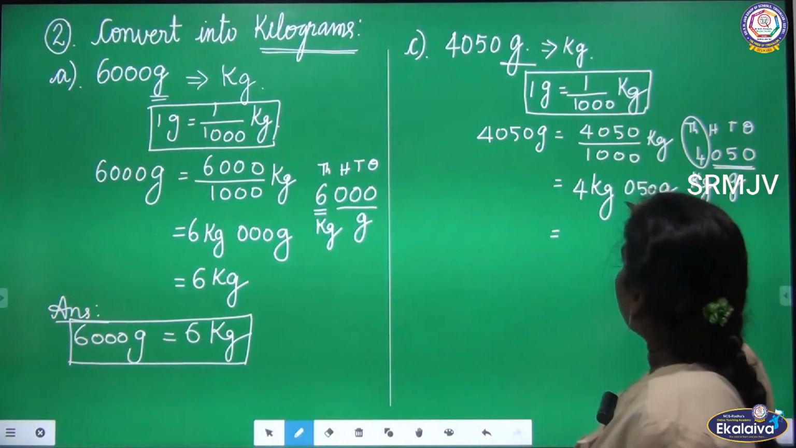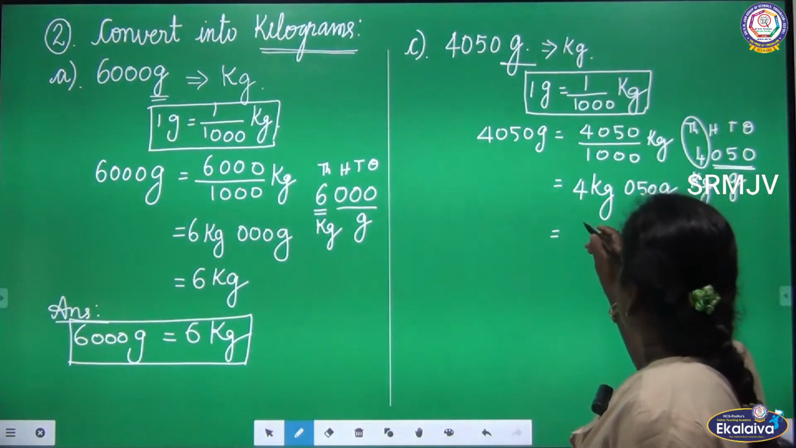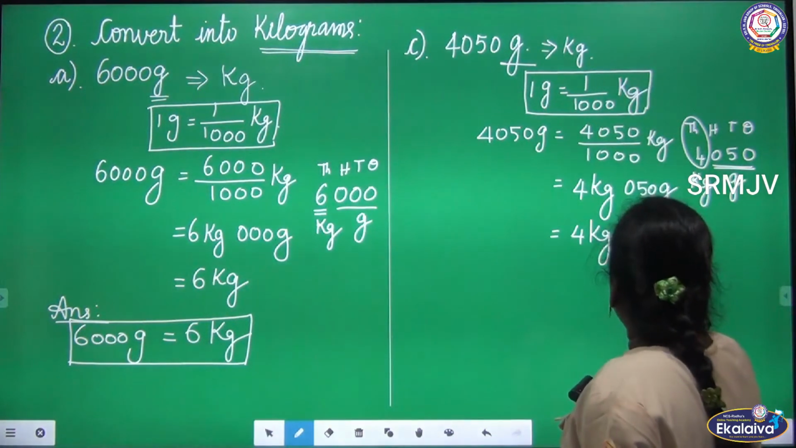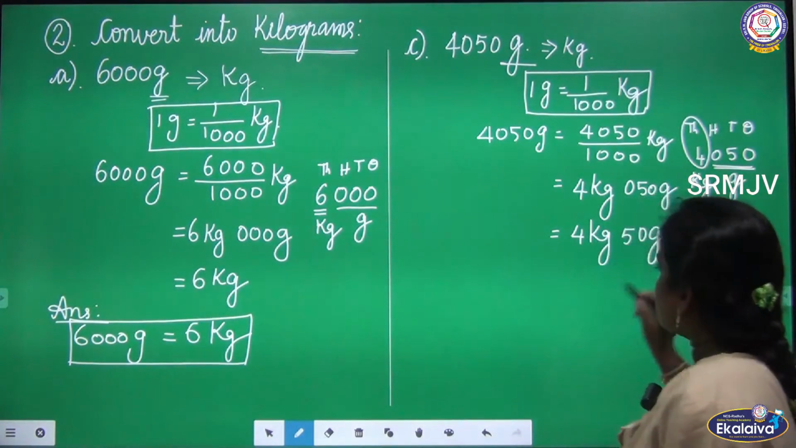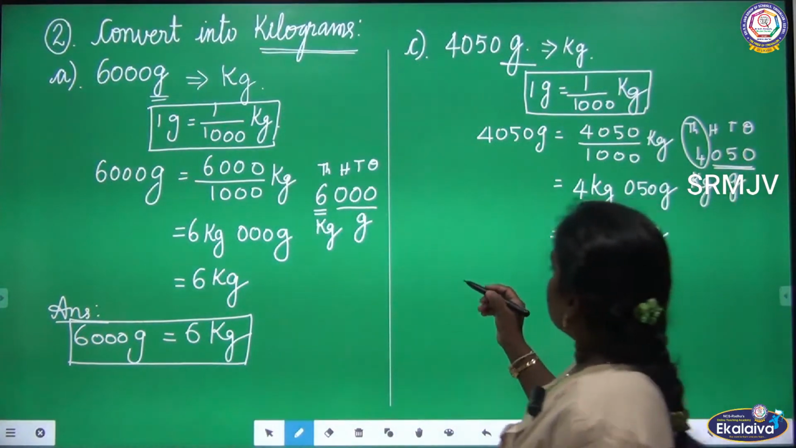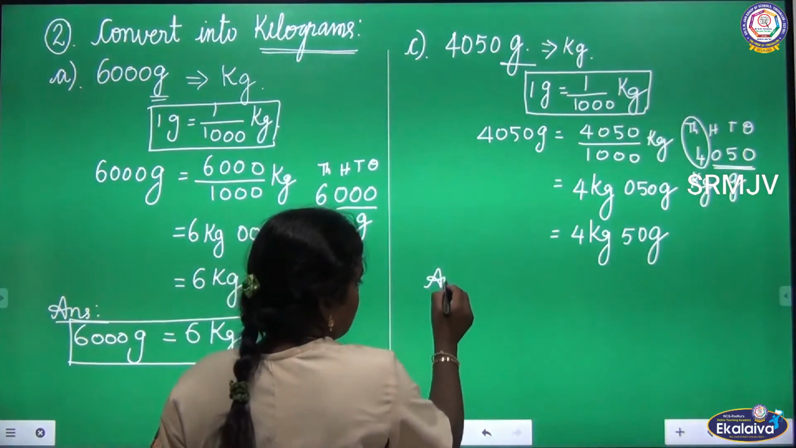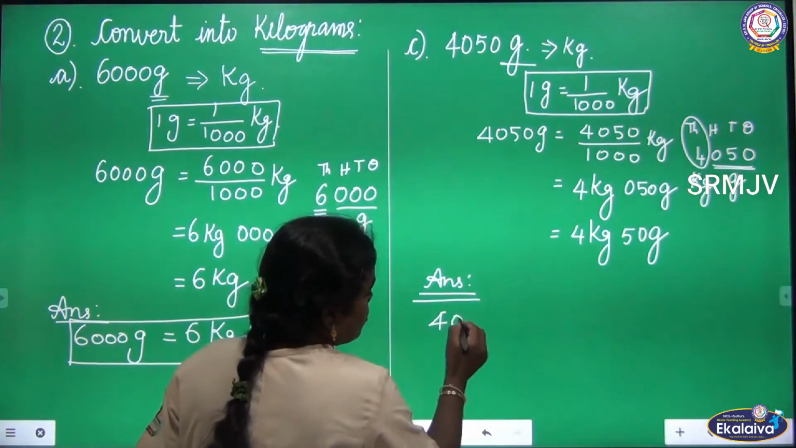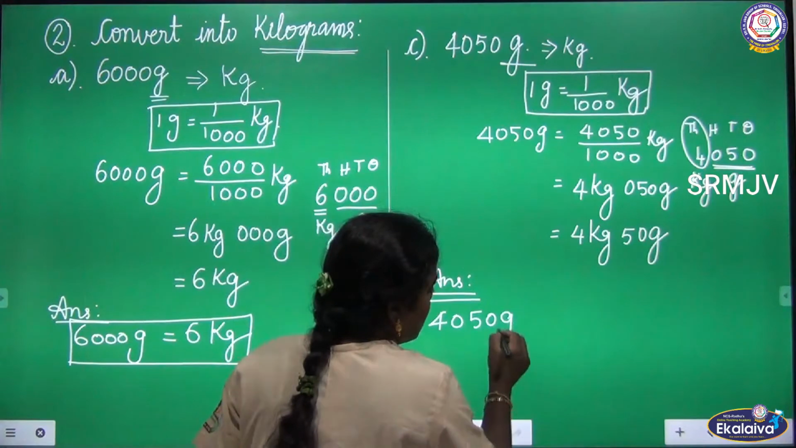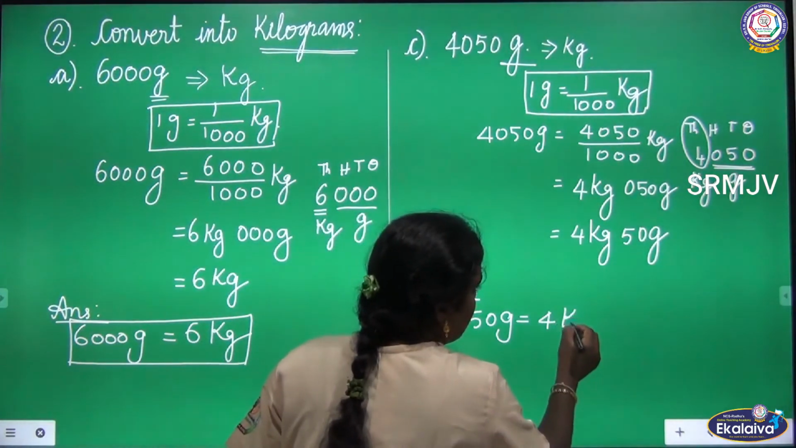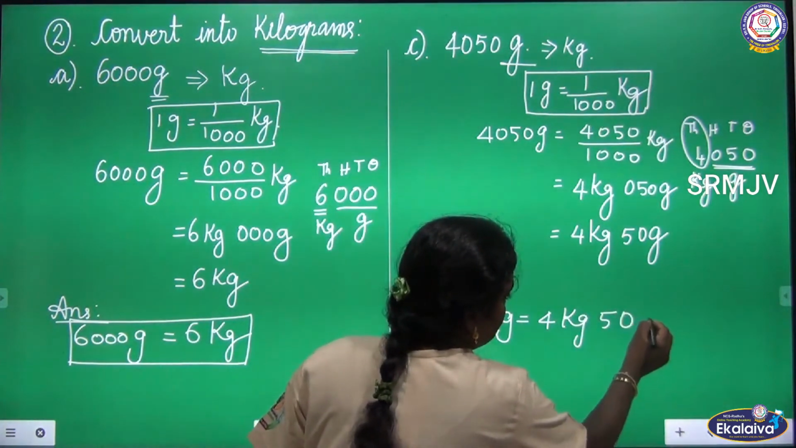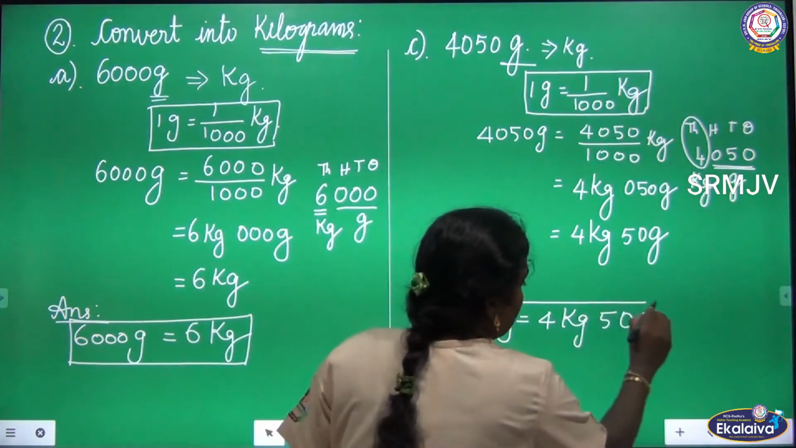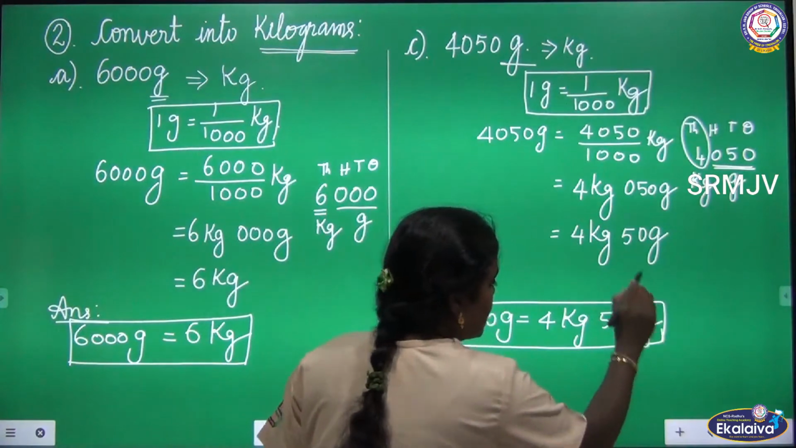So there is no value for 0. Let us take the number only 50. So 4 kilogram and 50 gram is the answer. So let us write the answer now. 4050 gram equals 4 kilogram and 50 gram. So after the conversion we got the answer 4 kilogram and 50 gram.